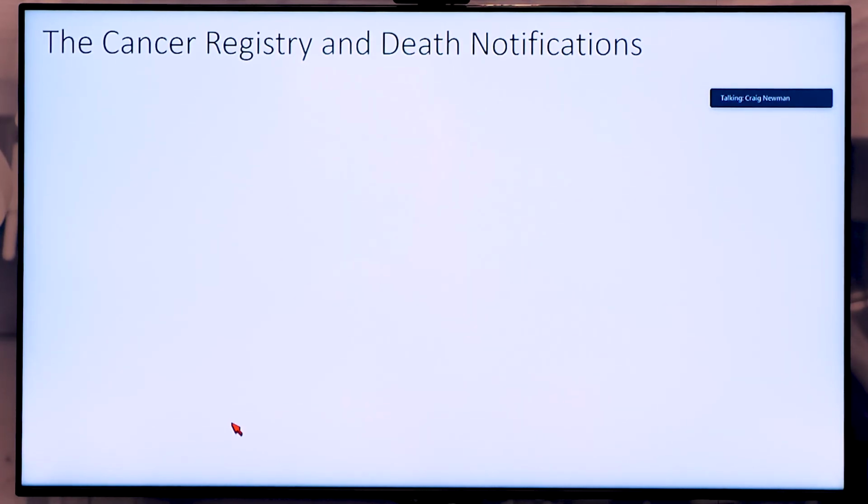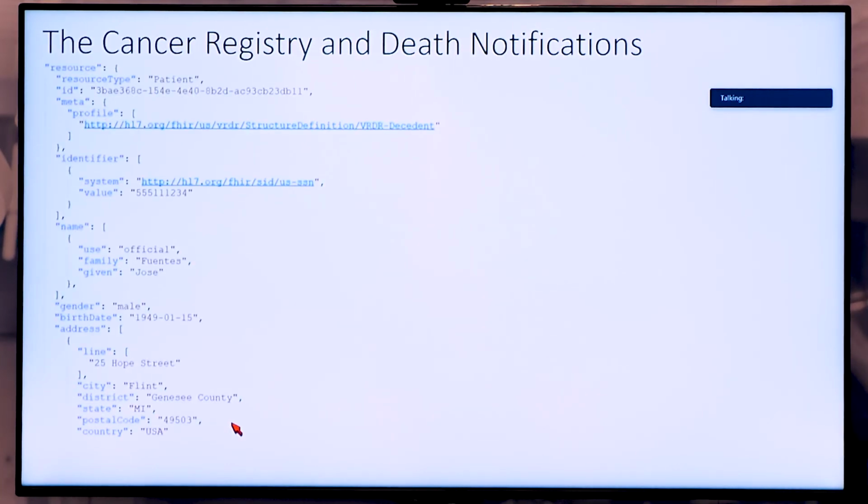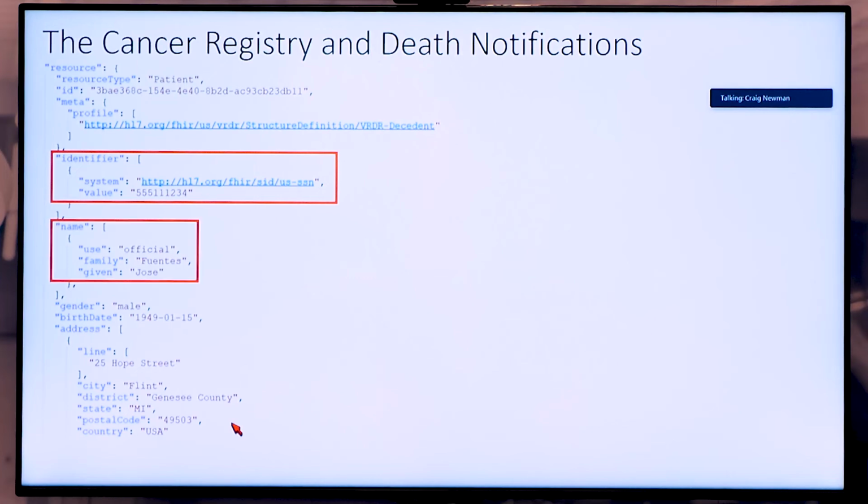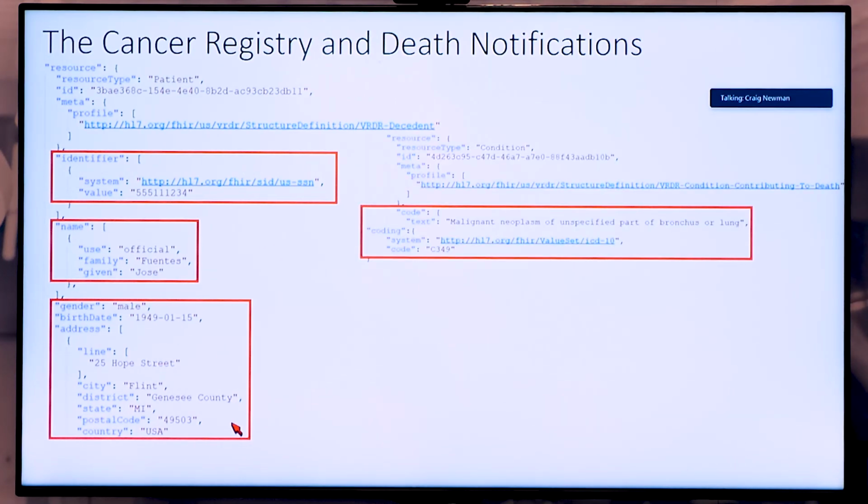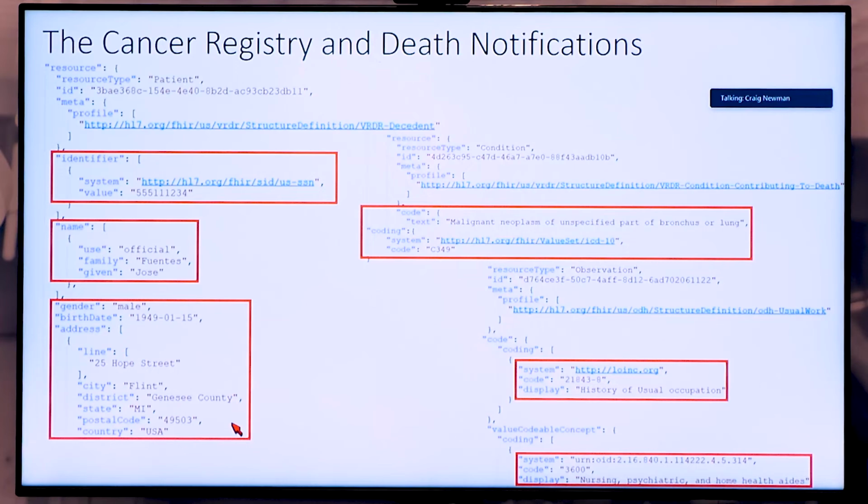In this part of the demonstration, the EDRS shares a bundle of FIRE resources with the State Cancer Registry. This bundle contains data on the decedent, including the relevant IDs, their name, and other demographics which may be used to match the contents of the bundle to a cancer patient. The bundle will also contain death certification information, including the coded causes of death and other contributing factors. As well, the bundle may contain usual occupation and industry data for the decedent.